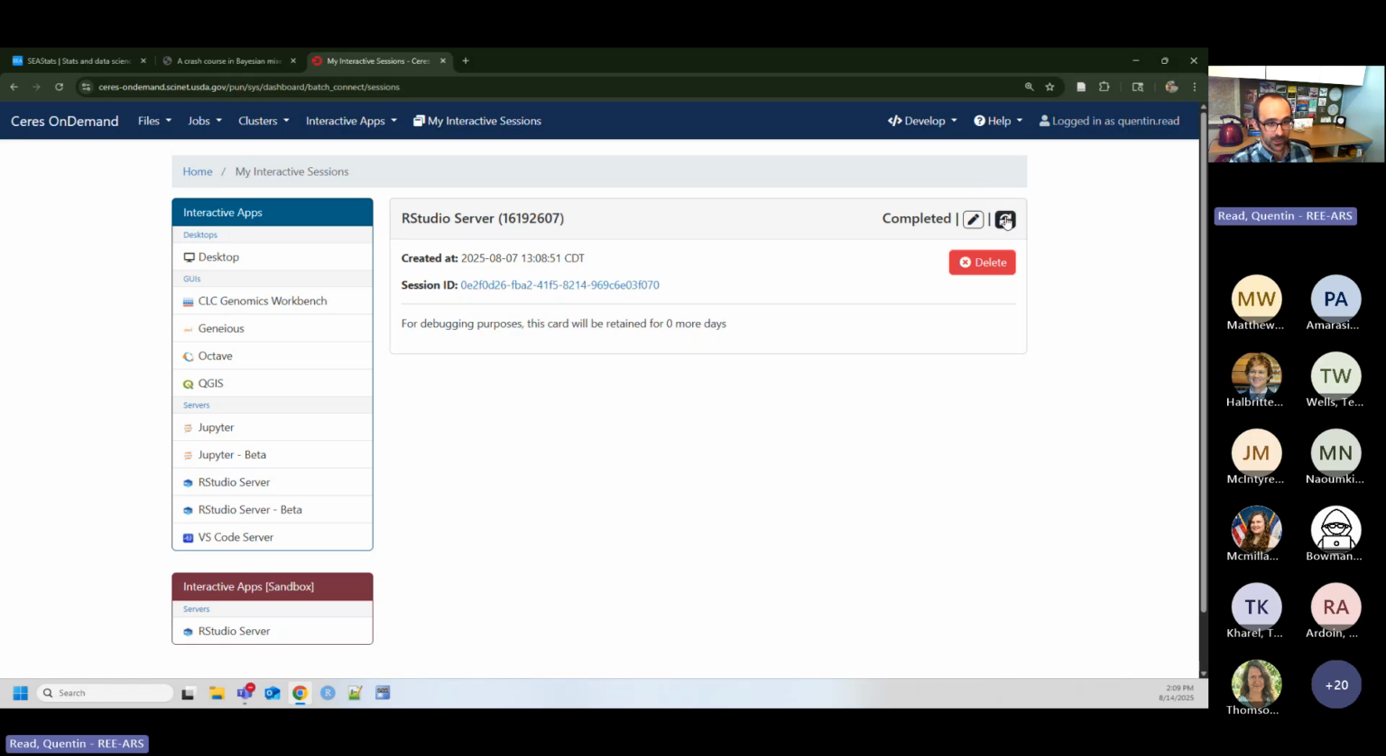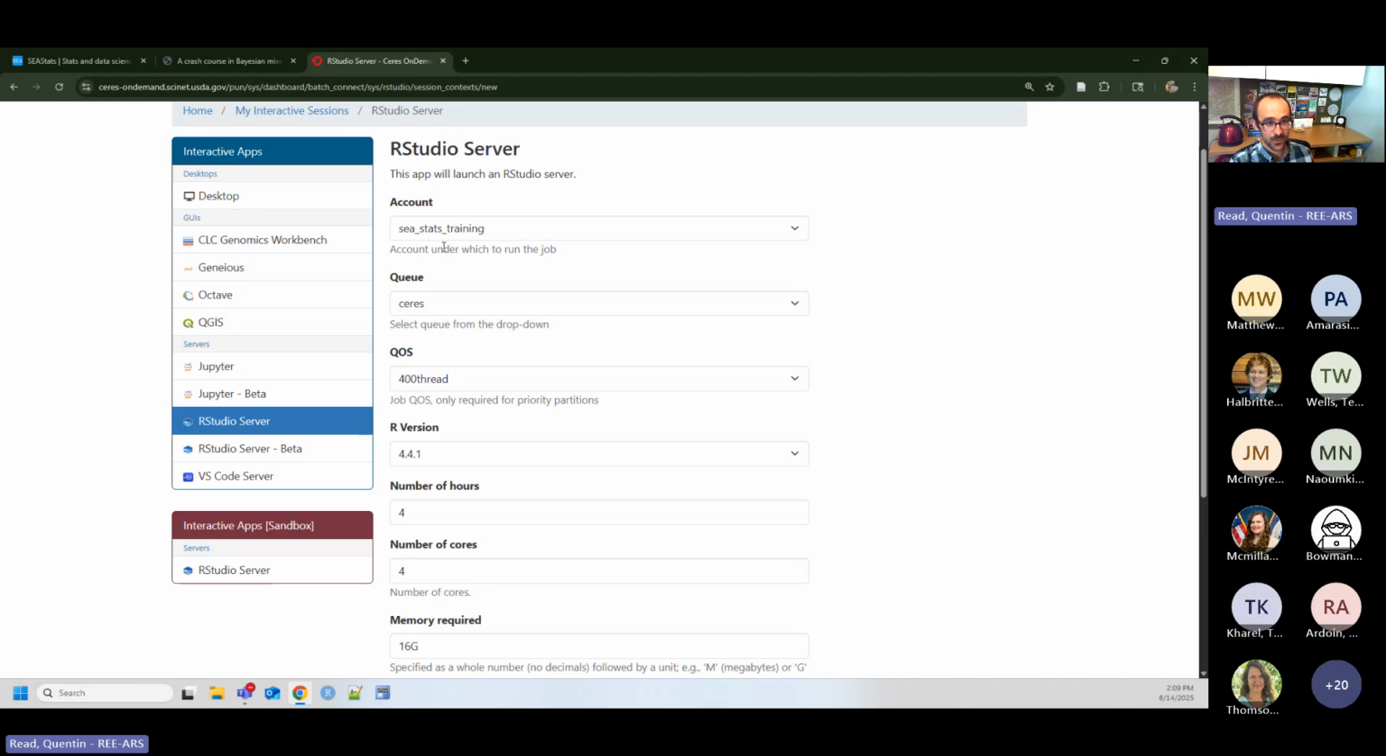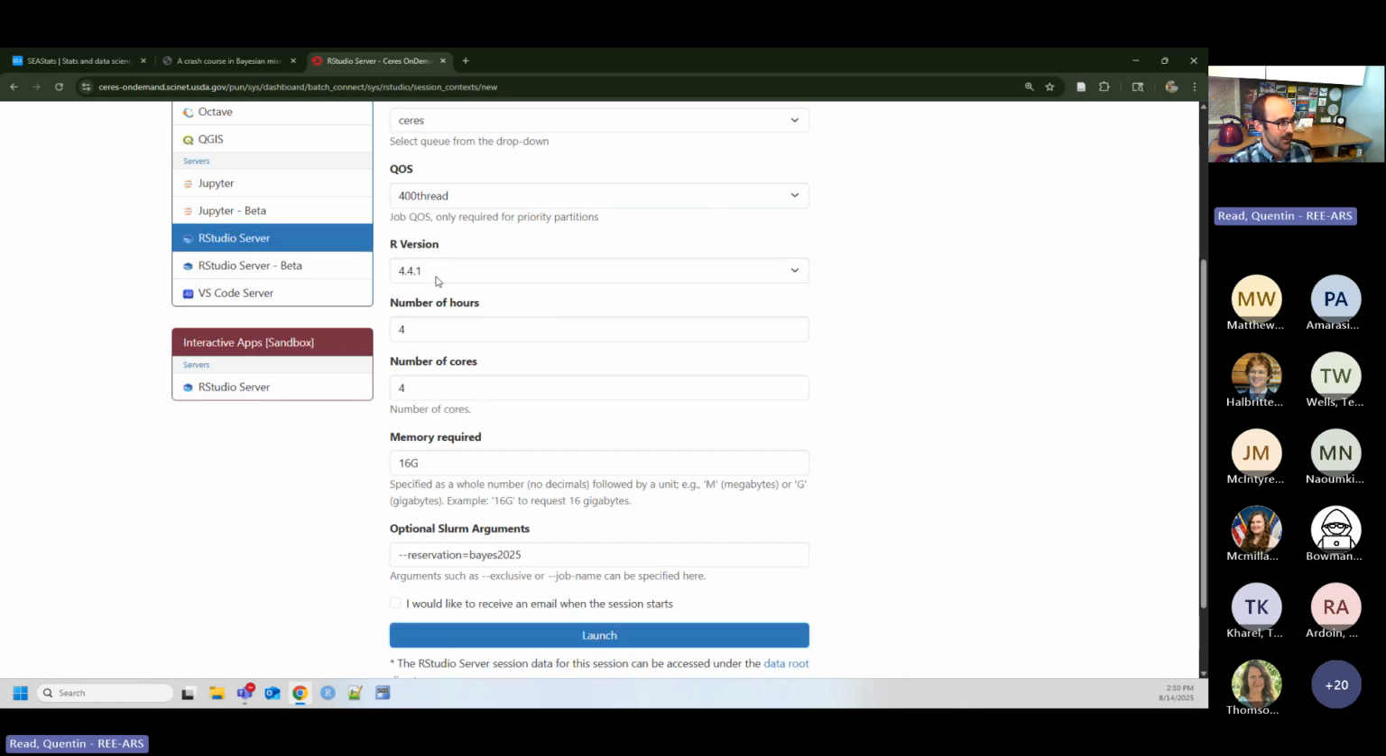So yeah, that would be the shortcut, but I'll do it the long way in case anybody is unable to do that. The long way would be to go to RStudio Server in the Interactive Apps drop-down menu. Make sure that it says SEA Stats Training. Make sure the Q is Series. Make sure this one doesn't matter. Make sure that R is 4.4.1, at least 4 hours, just to make sure we don't run out of time.